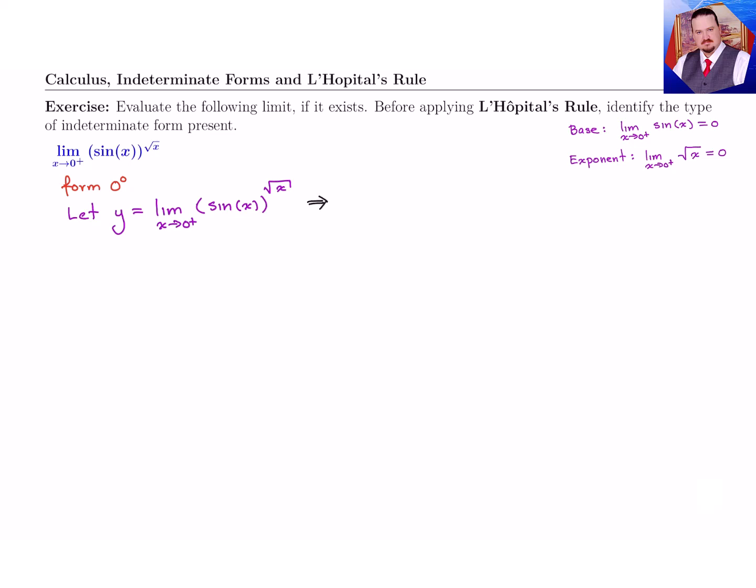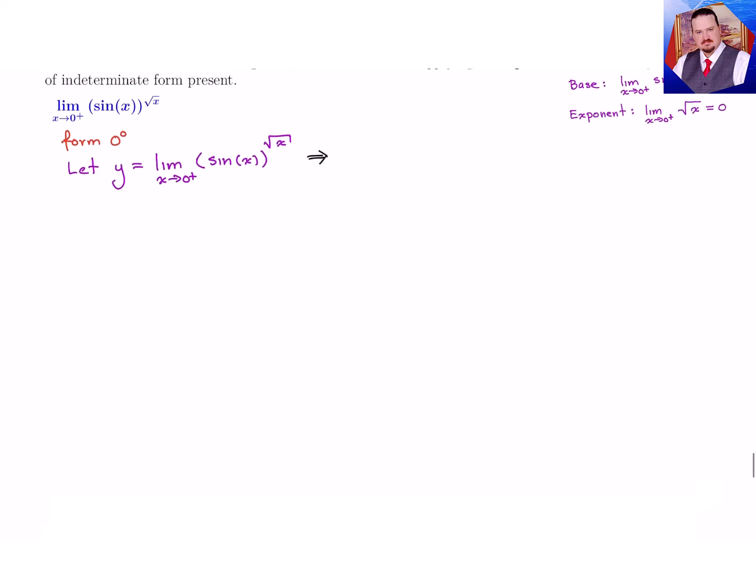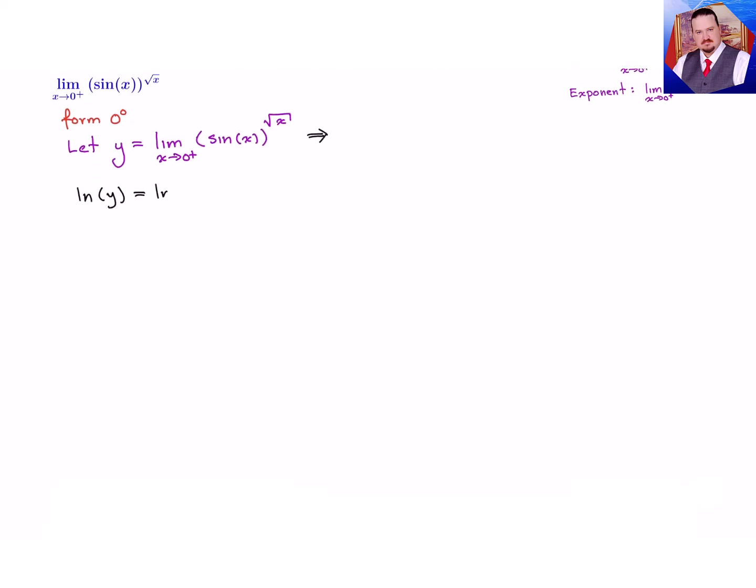So now if y is equal to this limit, and again technically you could say we're actually assuming that the limit exists, we're going to take the natural log of both sides. Okay, now the natural log is a continuous function, so the natural log will go to the inside. So now we'll have the limit as x goes to 0 from the right.